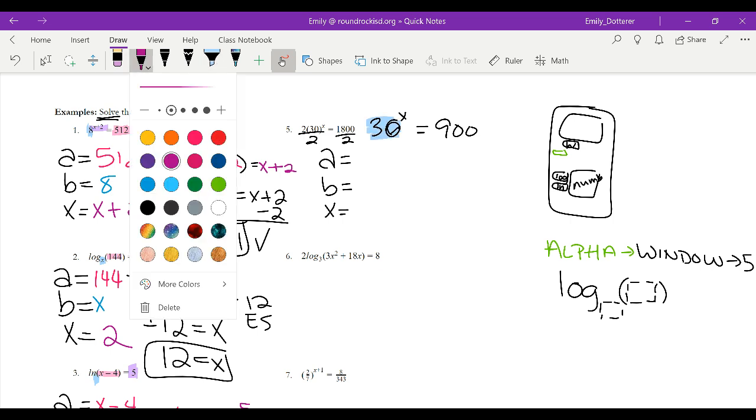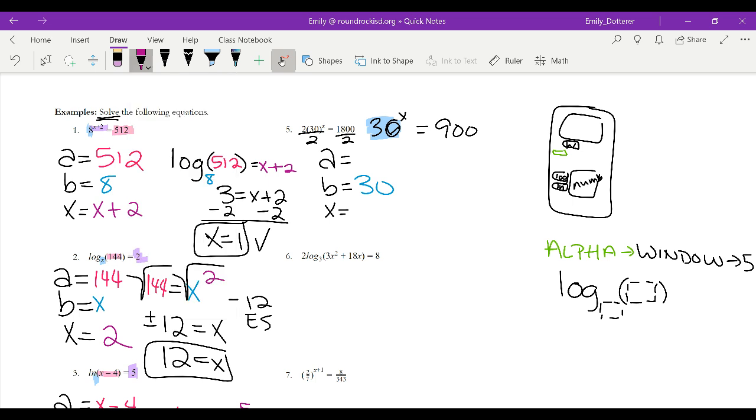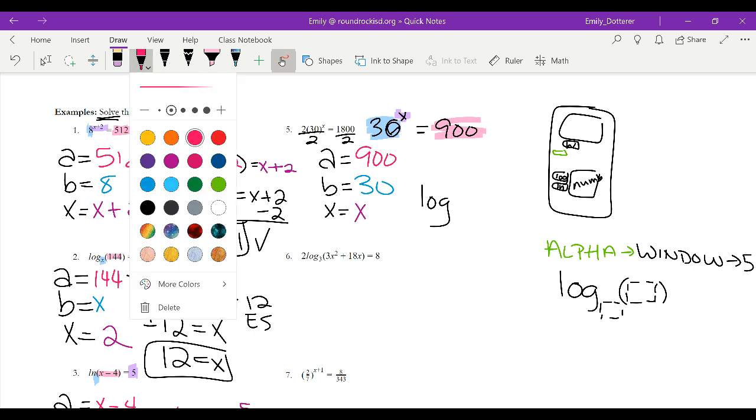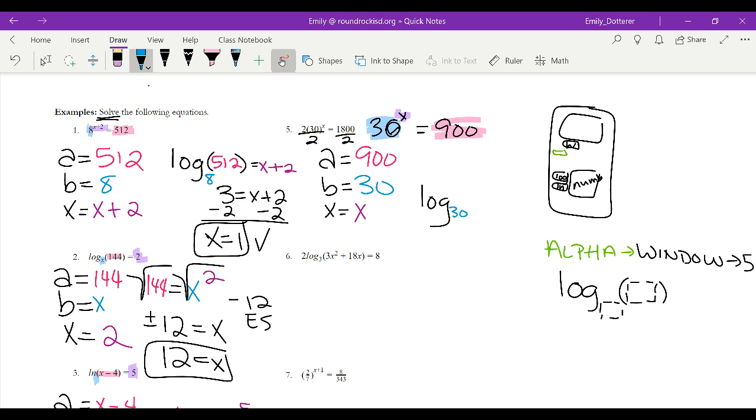Here we've got b. x is our exponent, which in this case is actually x. And a is 900. So log base 30 of 900 equals x. So this one's nice because in this case, we just need to type in the log part, and whatever number we get, that's x. So alpha window 5, base 30 of 900, and that gives us 2.